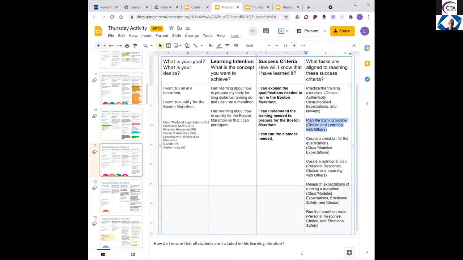Let's see. The first one we said practice the training exercise. So we said it's a choice, authenticity, clear modeled expectation, and novelty. So I think for that one is a little bit self-explanatory.